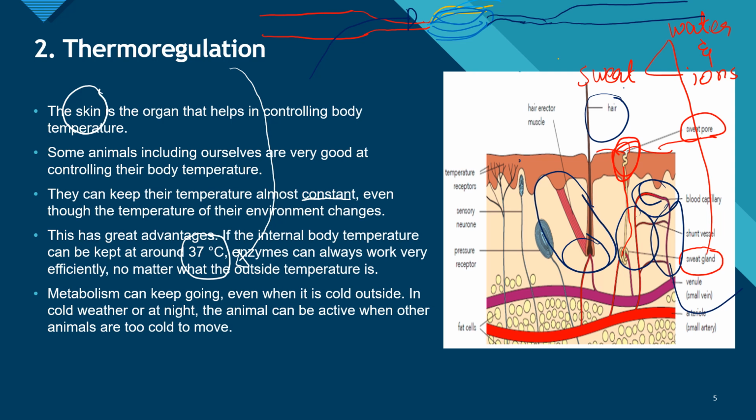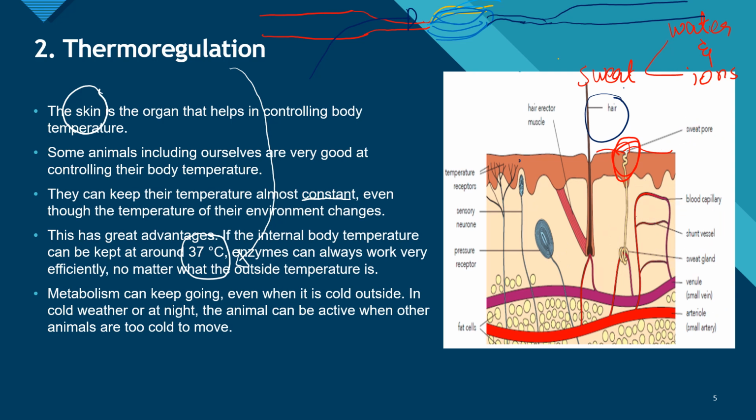Now, also, we must know that we have three receptor cells. We have the temperature receptor, the pressure receptor, and the other one. Let me remember the other one.